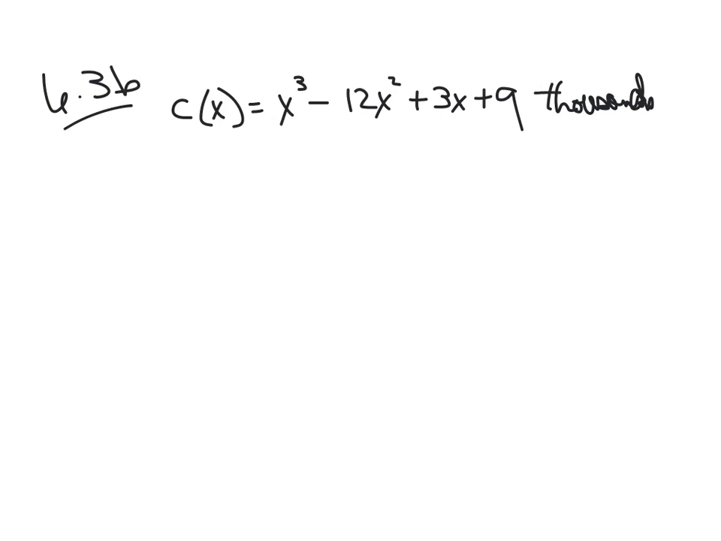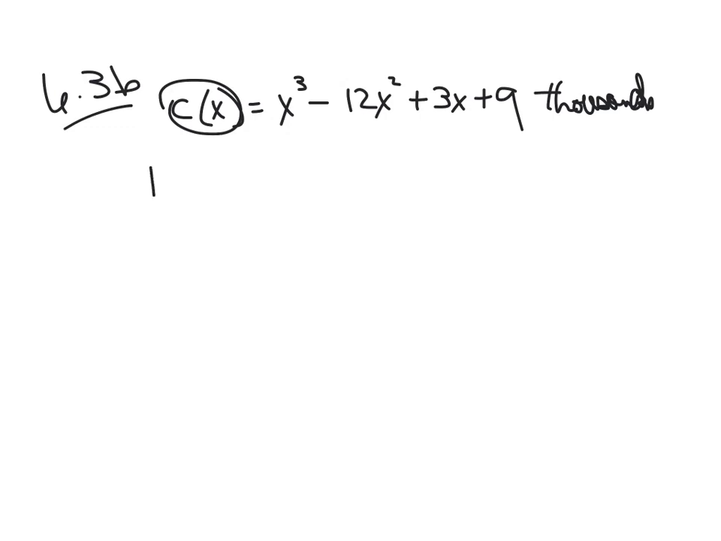So the total cost of producing a product is given by this function, where x is the number of hundreds of units produced. So whatever x is, multiply that by 100, and that will be how many units produced. So how many units must be produced to give a total cost of $45,000? Okay, so because C of x is in thousands of dollars, they're giving me $45,000 to use.